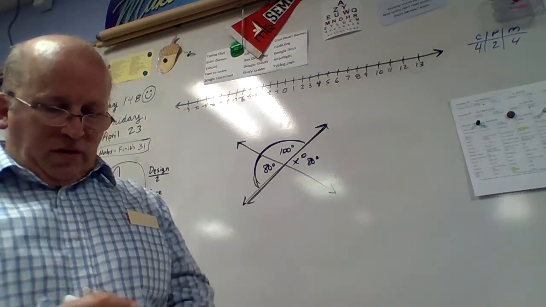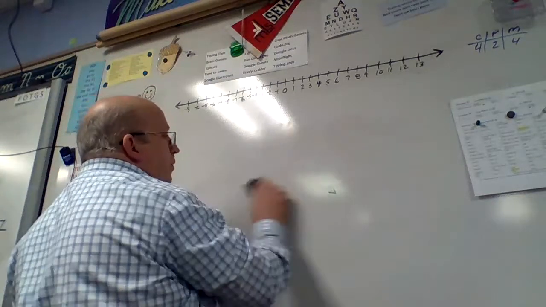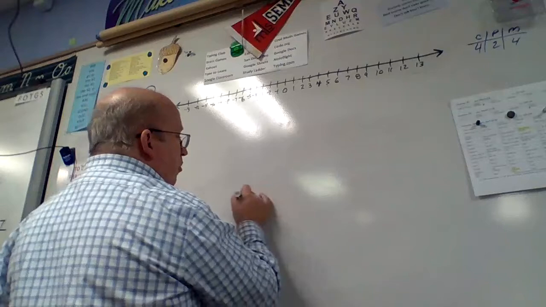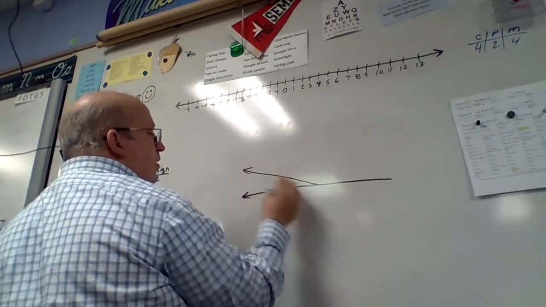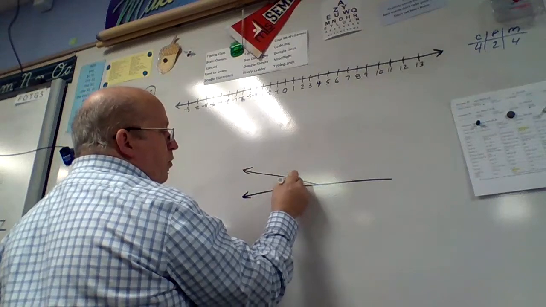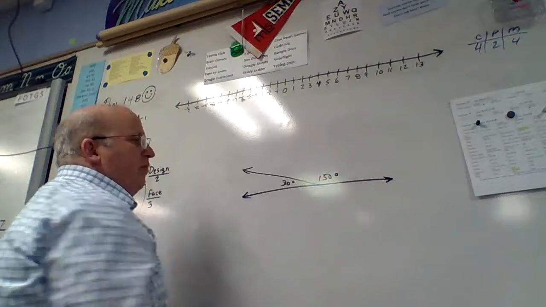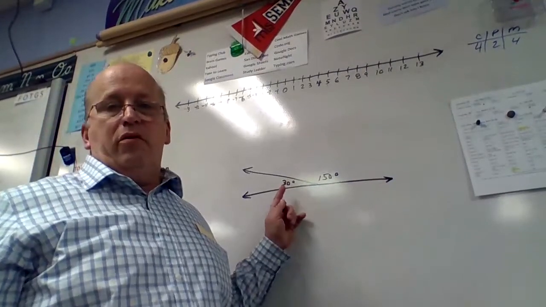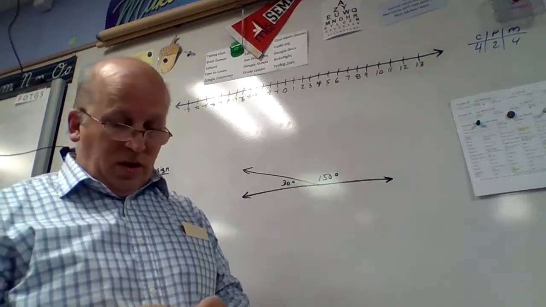How about number 6? Any idea how you'd handle that? Well, you notice how the bottom of number 6's picture is a straight line. If I created a ray like this and I called this 30 degrees, the rule says that this one has to be 150. Why? Because 30 plus 150 equals 180, or a straight line.